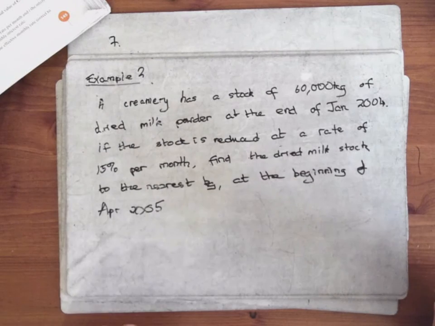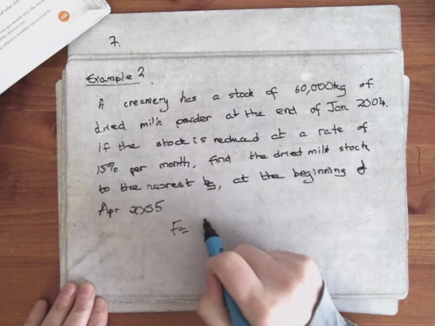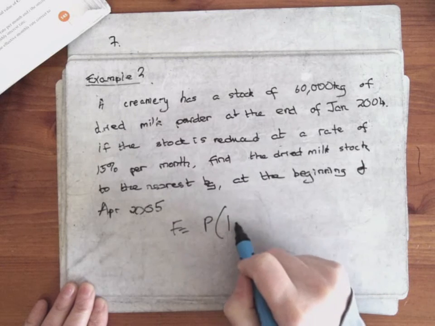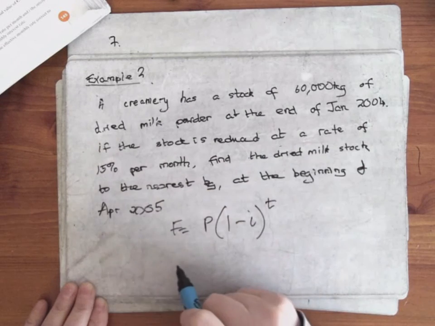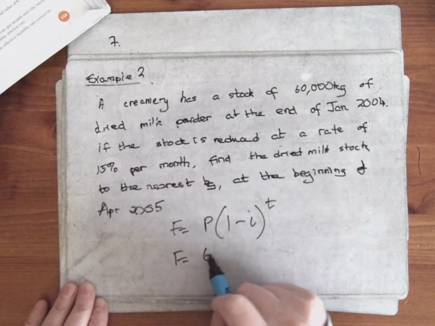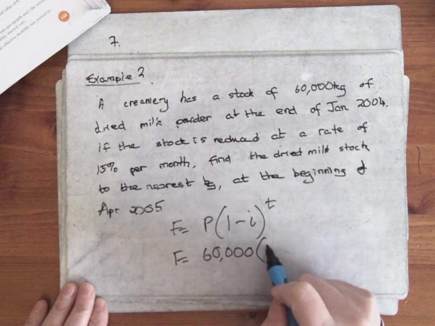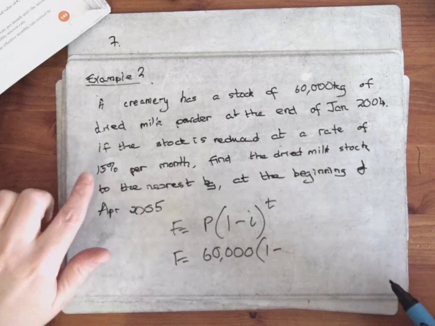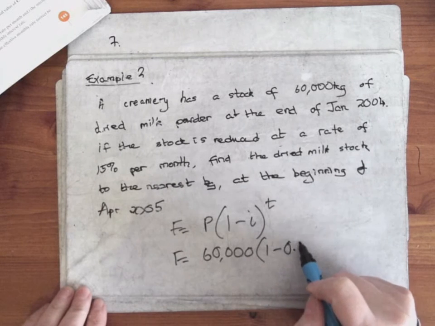Okay, that's depreciation. So the final amount is equal to the principal times 1 minus i, all to the power of t. The final amount is what we're left with. Principal is what we started with. So we started with 60,000, and it's 1 minus the monthly rate, which is 15%, so that's 0.15.